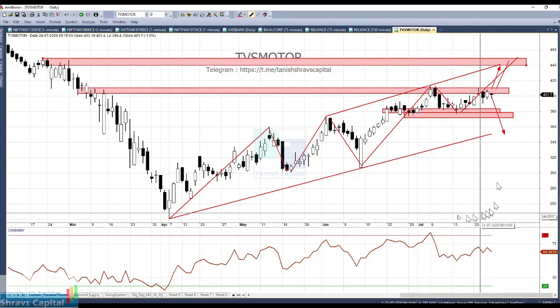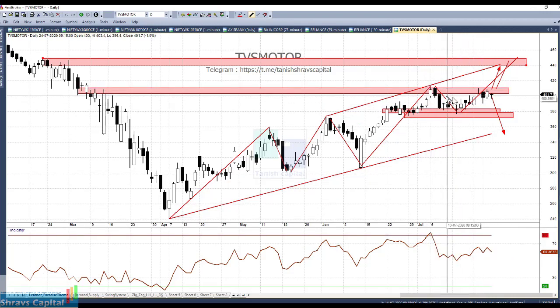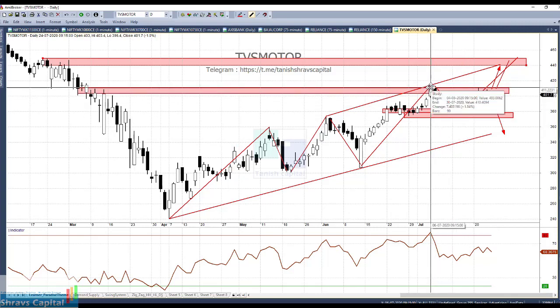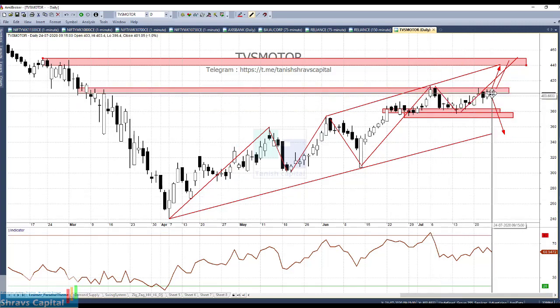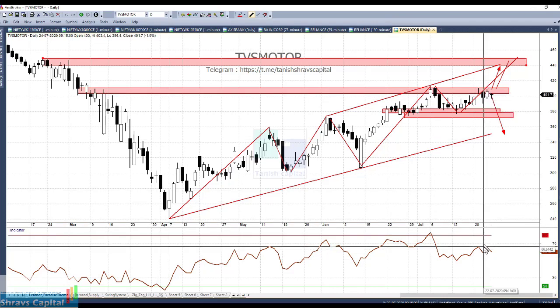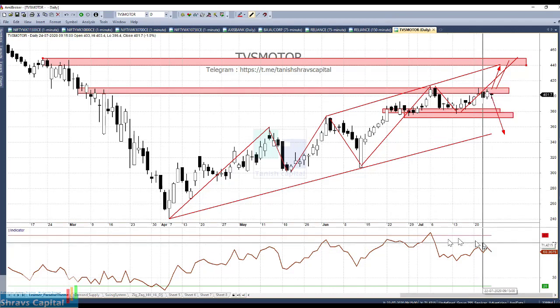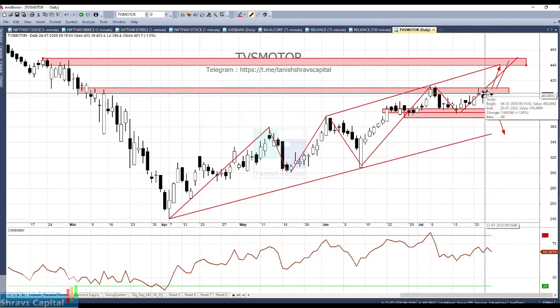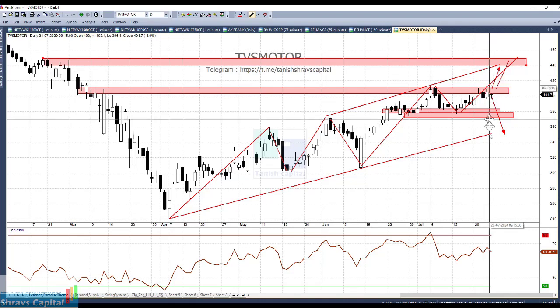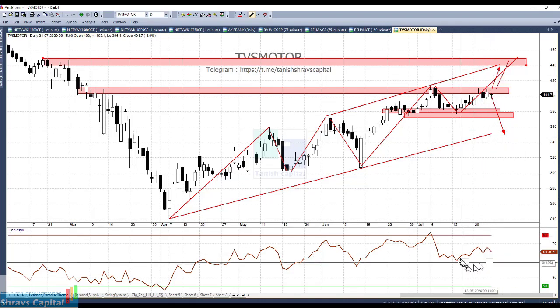I generally use it for negative divergence, positive divergence. In this case, something like this is happening. Here the price is here, the RSI is here. Here the price is trying to reach here, but it is not making a new high. In this case I can treat this as negative divergence, but purely negative divergence should not be a decision for trade.